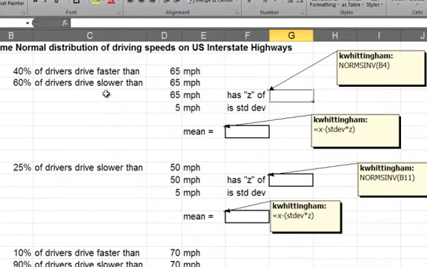So what does part A say? We're told if 40% of all U.S. drivers are observed traveling at 65 miles per hour or more, what is the mean, mu? And this is, again, given the standard deviation of 5 miles per hour. So what are we talking about here?